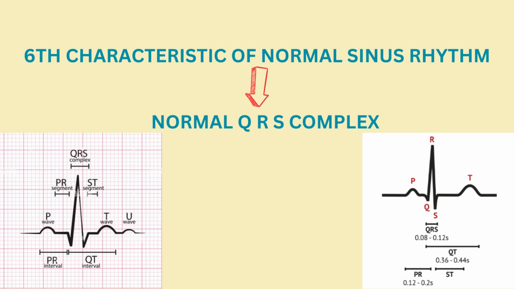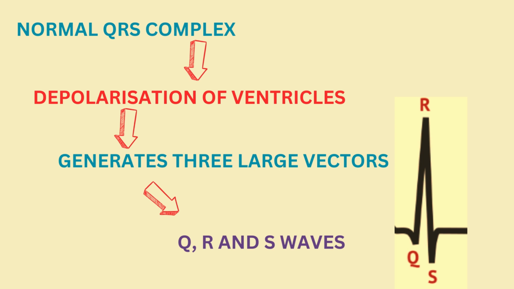In continuation with the previous video, now we will discuss the remaining characteristics of normal sinus rhythm. Another characteristic of normal sinus rhythm is a normal QRS complex. The normal QRS complex forms because of depolarization of the ventricles. Depolarization of the ventricles generates three large vectors, and these are named Q, R and S waves.